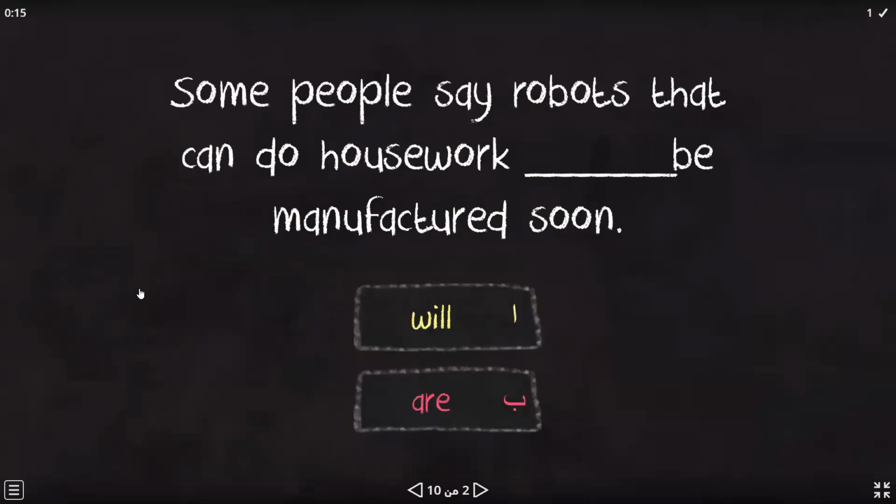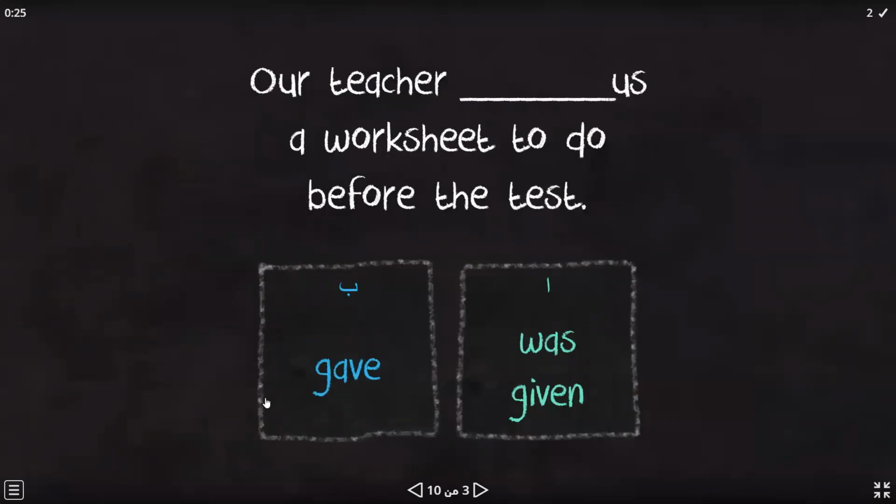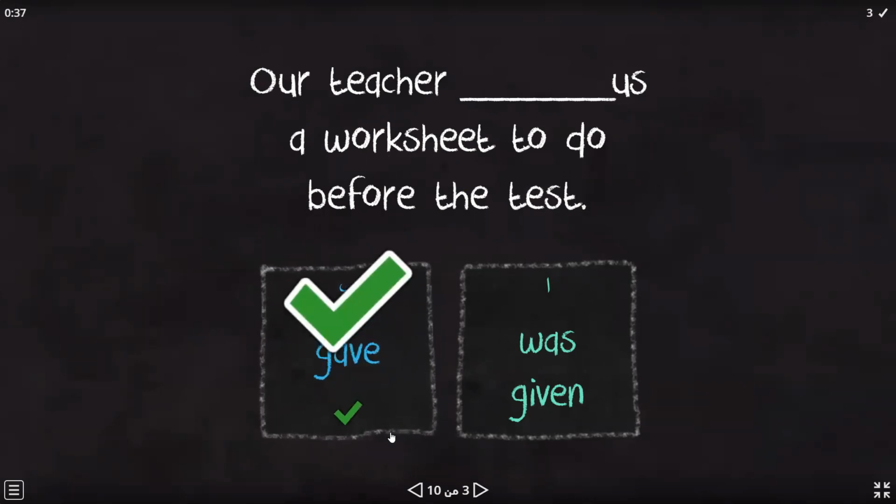Some people say robots that can do housework be manufactured soon. Soon refers to the future, will be. Our teacher asks a worksheet to do before the test. Our teacher is a subject. So this is not passive, this is active. Gave.